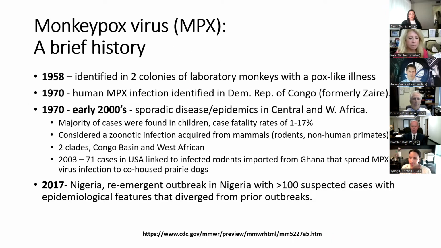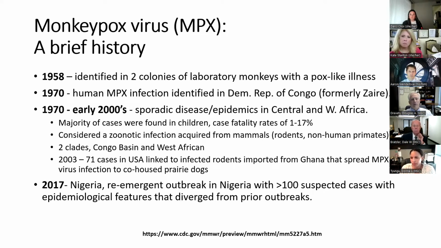Next slide, please. A brief history of monkeypox is listed here. It was back in 1958 when it was first identified in 2 colonies of laboratory monkeys that had a pox-like illness, and hence its name of monkeypox. It's just kind of a quirk of where it was found that it got its name. The first human monkeypox infection wasn't identified until 1970 in the country of the DRC, Democratic Republic of Congo, formerly known as Zaire. And then for the next 40 or 50 years, there was sporadic disease and epidemics in Central and West Africa. The majority of the cases were found in children, and they had case fatality rates anywhere from 1 to 17%.